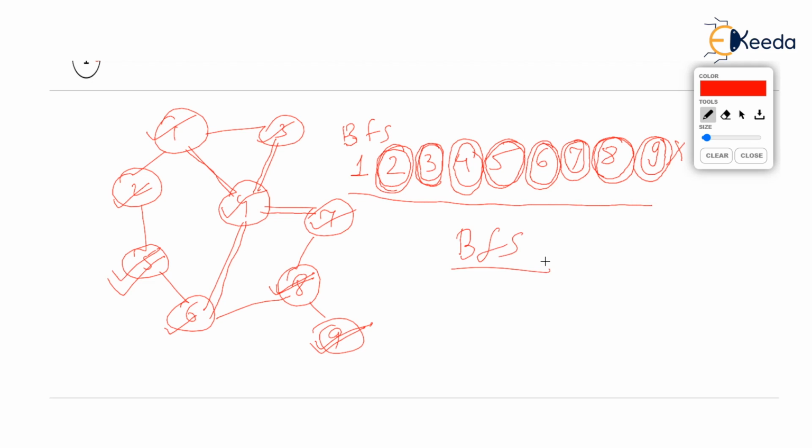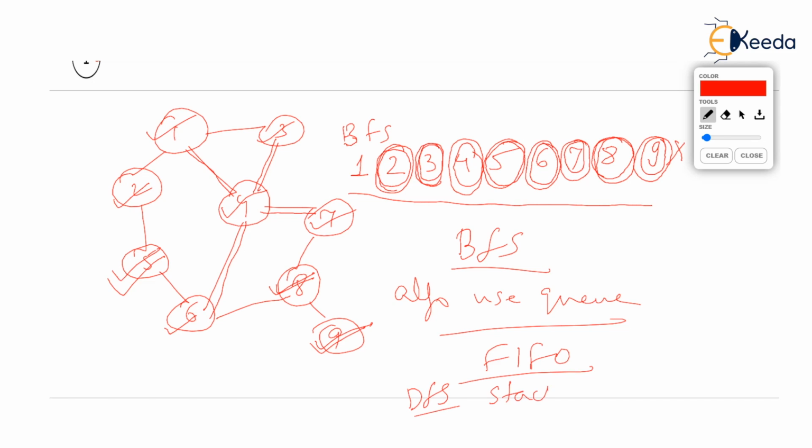Now, the very cautious and very attentive listeners might have already found that BFS algorithm will inherently use Q, first in, first out data structure. It will use FIFO data structure. Whereas DFS is inherently using stack because it is recursive. We are going to design a recursive function for DFS. More about these algorithms in the coming videos.